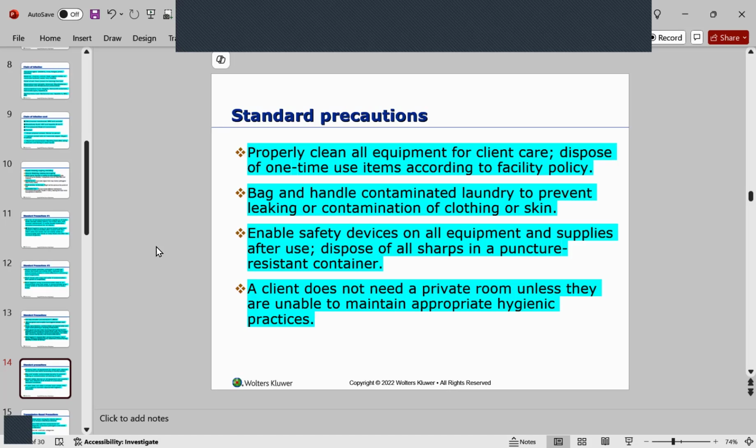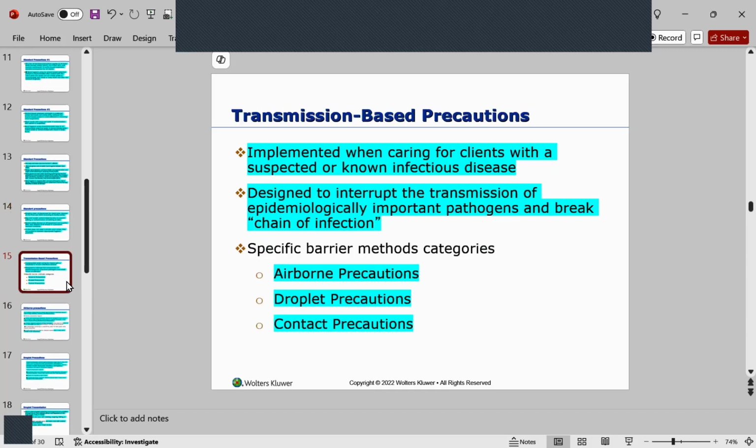And with standard precautions, the client doesn't need a private room unless there's some kind of an issue where they can't maintain their own hygiene, right? And then with certain diseases, and we're going to talk about those, okay? So that was standard precautions.